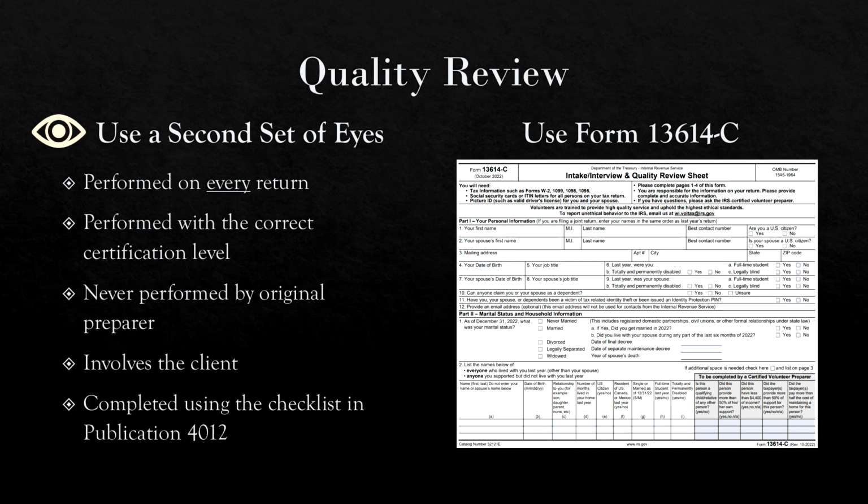After the return has been prepared, we have our quality review. And we commonly refer to this as our second set of eyes. Again, we are using our intake form because it's the intake interview and quality review sheet. It helps organize your quality review so that you can make sure that you get everything. Again, with the quality review, you are involving the taxpayer, you're asking questions if you see things that conflict, in order to make sure that the return is prepared correctly.